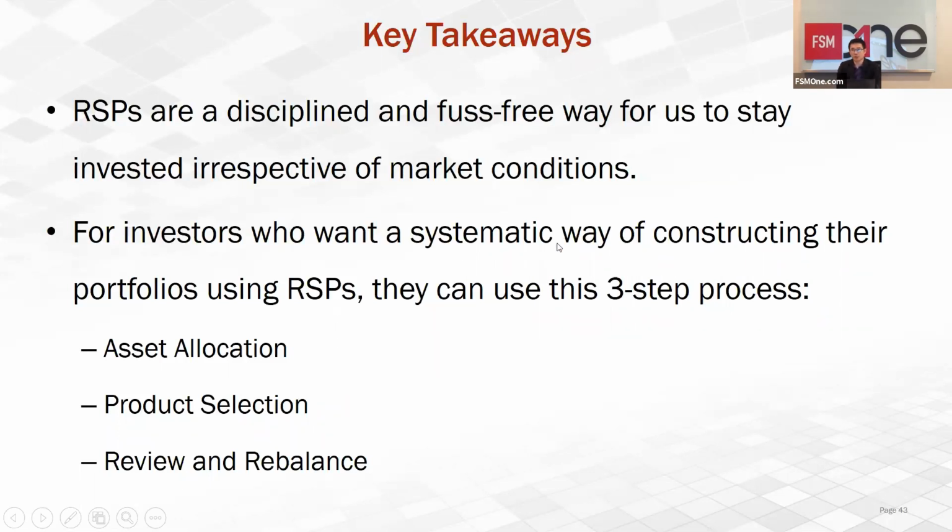And I've also shared with everyone a systematic way of constructing your portfolios using RSPs. So we start off with asset allocation, which is deciding what asset classes you want to invest in and in what proportions, followed by product selection, what ETFs you want to invest in, and last but not least, you just need to review your portfolios on a regular basis and do a rebalancing if there is a need to.